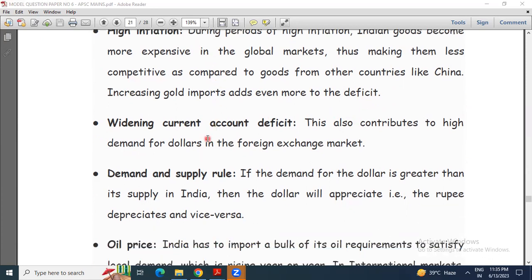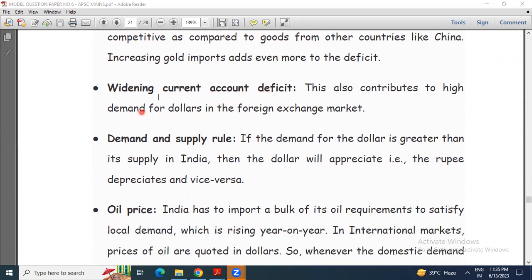Now, widening of the current account deficit. This also contributes to the high demand for dollars in the foreign exchange market. Widening of the current account deficit. When the current account deficit widens, what will happen? We will need more dollars, right? The demand for the dollar will increase in the foreign exchange market.